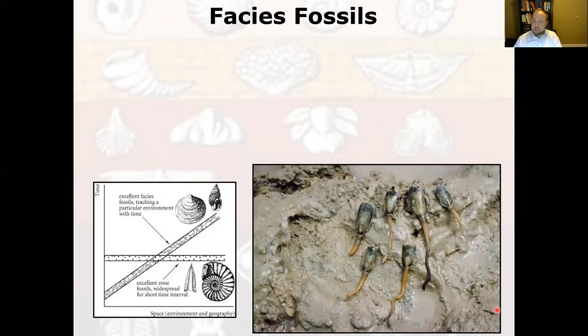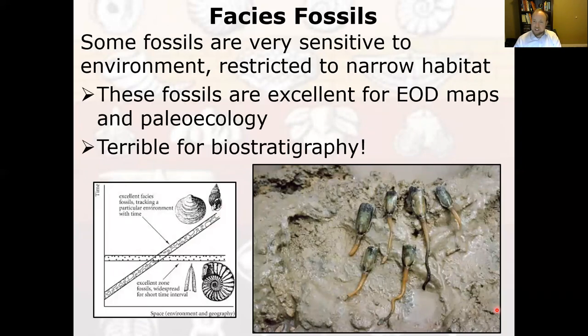Now, we talked about index fossils being good for biostratigraphy. Facies fossils are terrible for biostratigraphy. So our good friend lingula, those inarticulate brachiopods, have lived in muddy lagoonal environments for hundreds of millions of years, all the way since the Cambrian. They only live in that muddy lagoonal environment. They're restricted to a very narrow habitat. And so they're great for building EOD maps and mapping out paleoecology. If you see lingula fossils, you know, oh, okay, cool, I'm in a muddy lagoonal environment. But they're terrible for biostratigraphy because they're always in the muddy lagoonal environment through time. And so it doesn't tell you anything about the time.